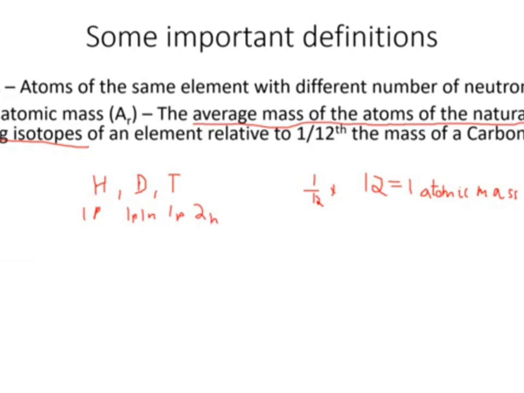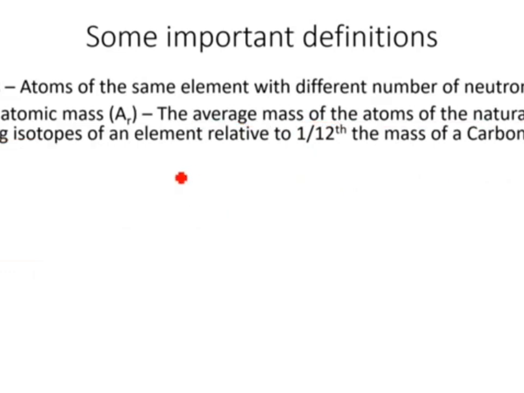For lithium it's 6.9, for oxygen it is 16, for nitrogen it is 14, and it keeps going on like that in atomic mass units. So in the next slide we'll get to know how this relative atomic mass is calculated using isotopes of the element. We will study it, but for now we just need to know the definition.